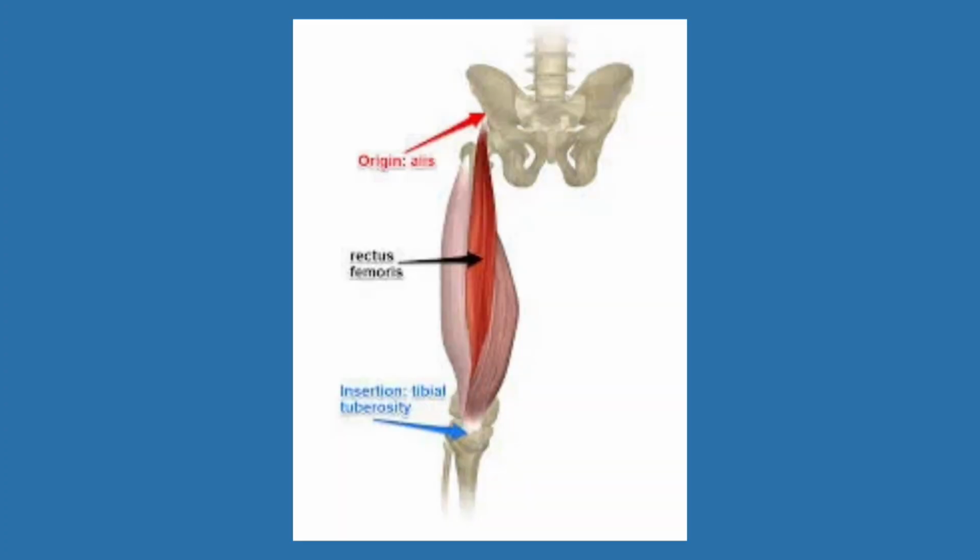Turn back over, we've got rectus femoris. It will originate at the anterior inferior iliac spine and will insert at the tibial tuberosity via the patellar ligament.